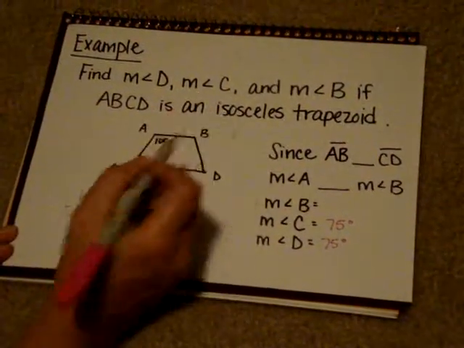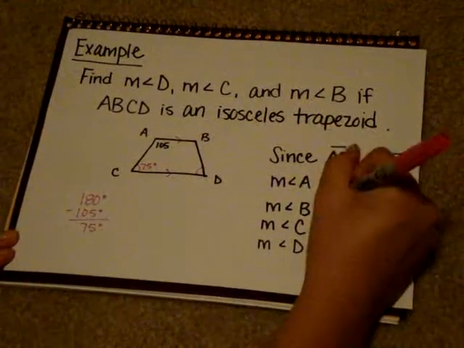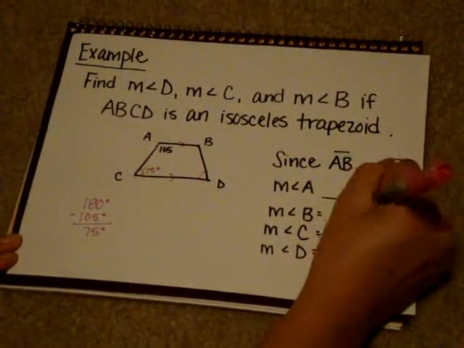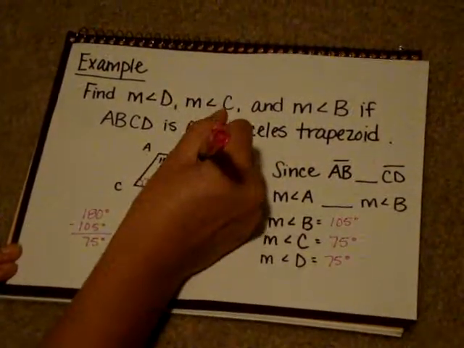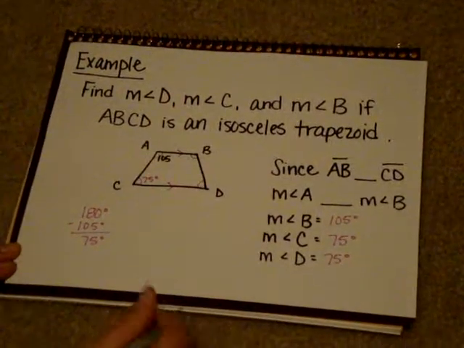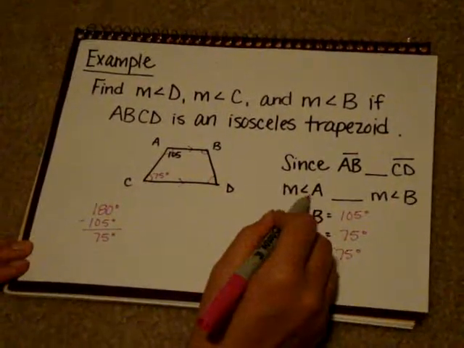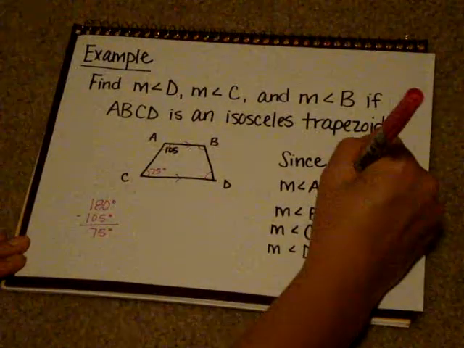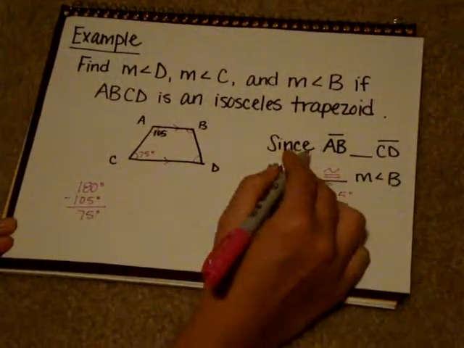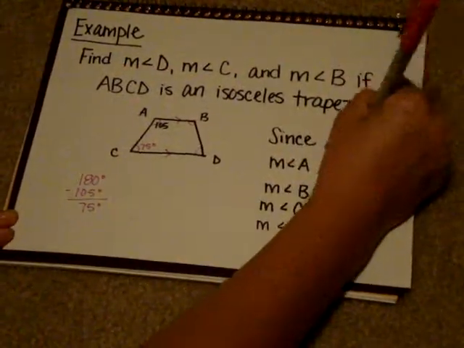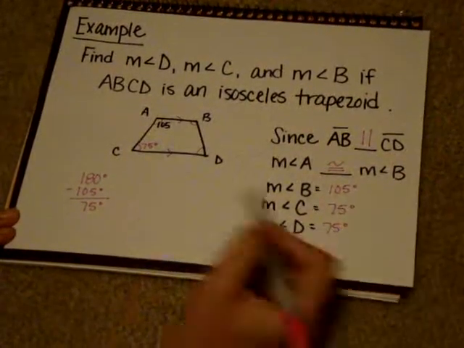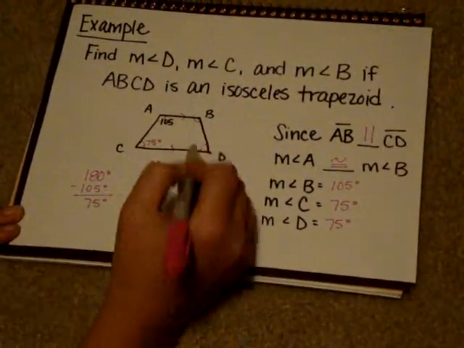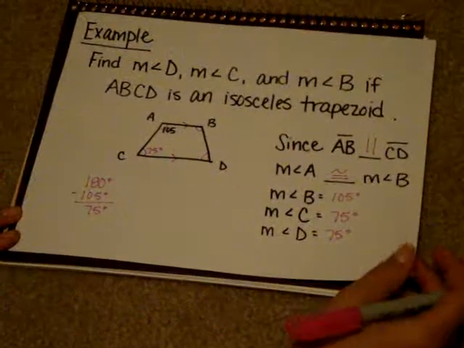Also, by definition, we know that the measure of angle B is 105 degrees because it is a congruent angle to the measure of angle A, which is given. So the measure of angle A is congruent to the measure of angle B. And since segment AB is parallel to segment CD, we know that all of these angles add up to equal 360 degrees.